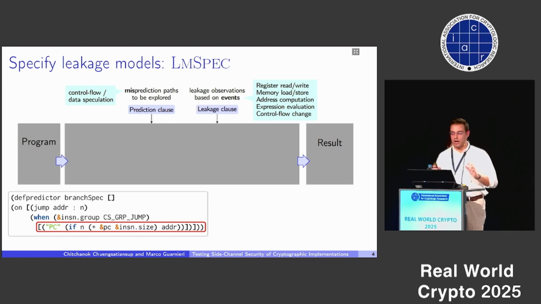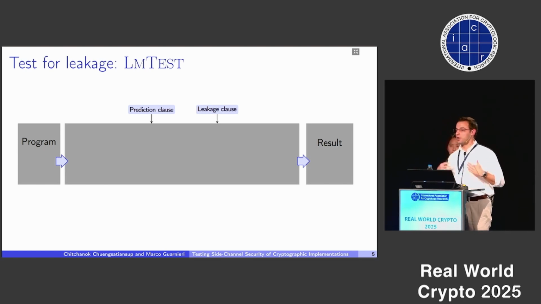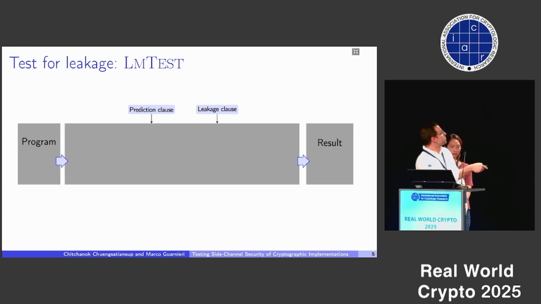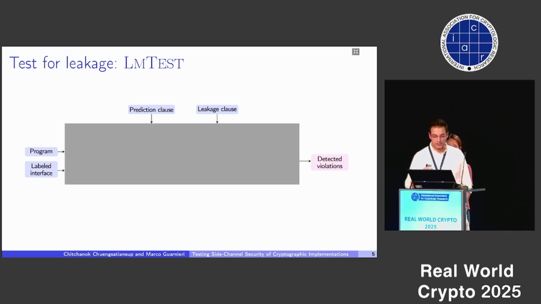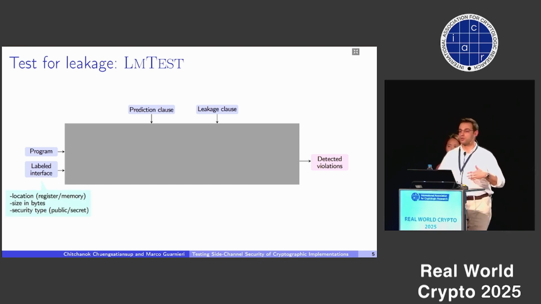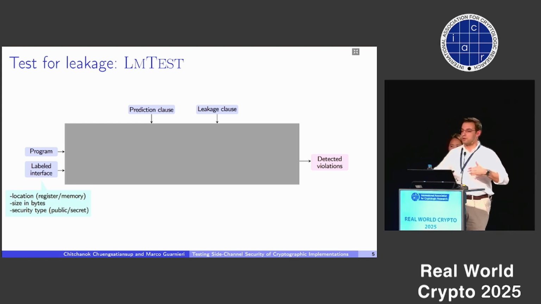Okay, so now we know how to specify these leakage models. What can we do with them? We developed a tool that can be used to test programs and detect leaks based on this leakage model. The user has to provide the leakage model, the prediction and leakage clauses. And then our tool takes as input a binary program, an x86 program. Importantly, we also need a labeled interface that describes what the inputs to this program, to our cryptographic implementation, are, and whether they're public or secret. And what the tool will do is produce a set of violations, namely a set of leaks.